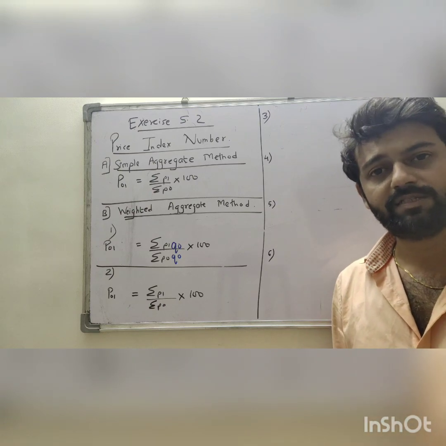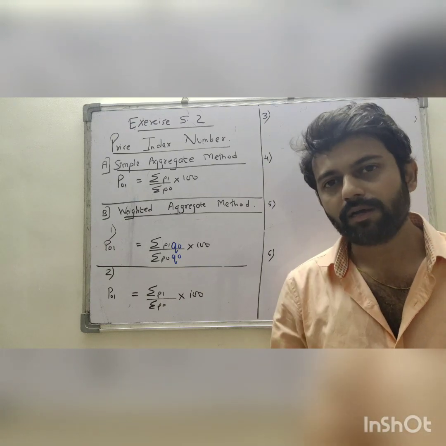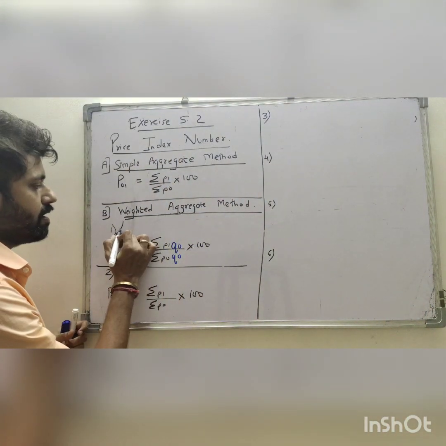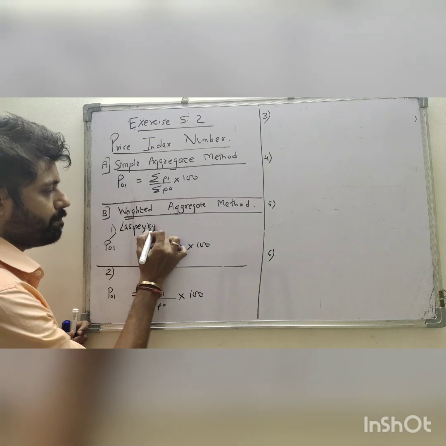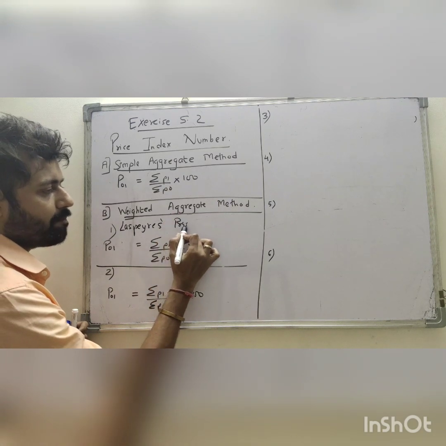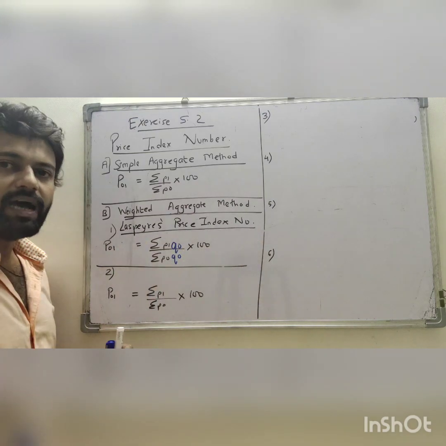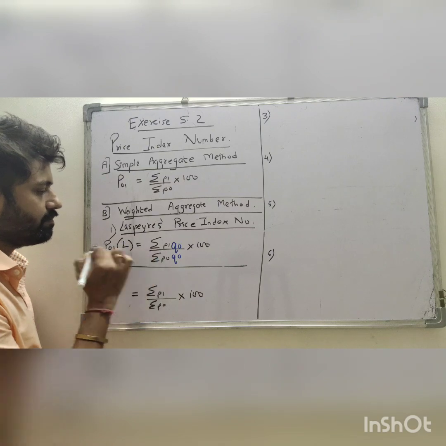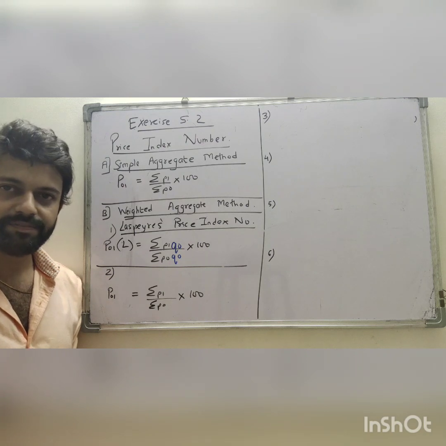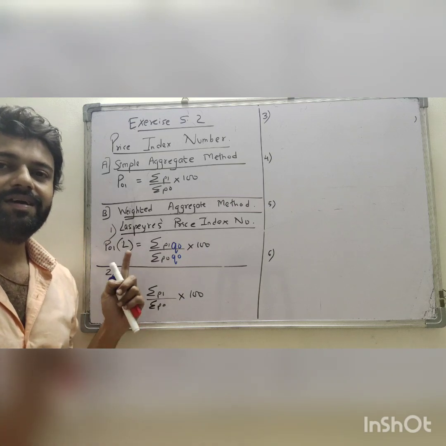This formula was given to us by a mathematician called Laspeyres. Not ice cream raspberry, it's Laspeyres. You can write Laspeyres' price index number. This man has given us this formula, so we write L beside it.